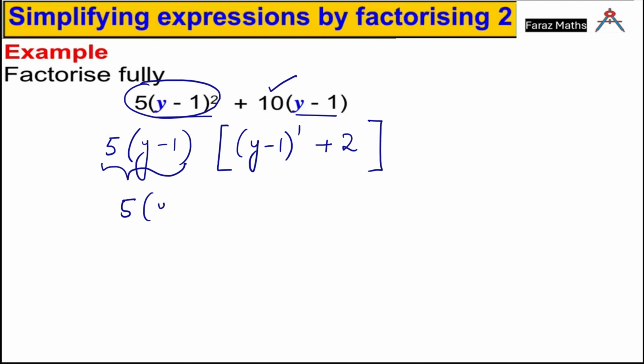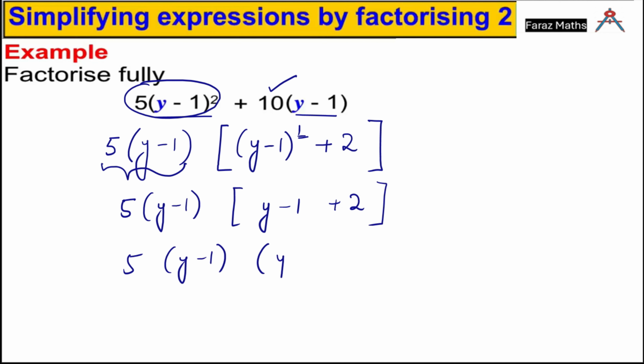So 5 bracket y minus 1, and then in the next bracket we have to open the bracket y minus 1 plus 2. Usually we do not write power 1 on the bracket. Close the bracket. 5 bracket y minus 1 and then y minus 1 plus 2 is plus 1, and that's our answer. If it is confusing for you, you can do it in another way also.